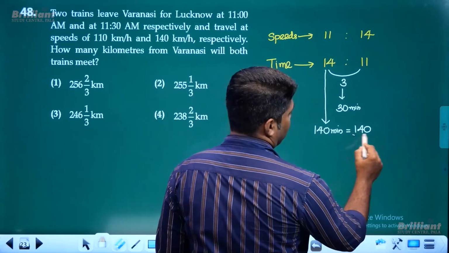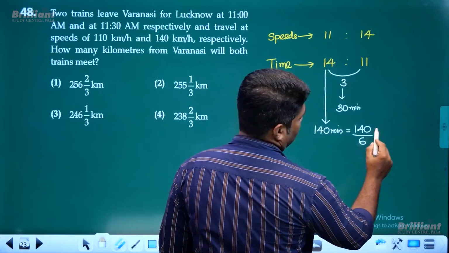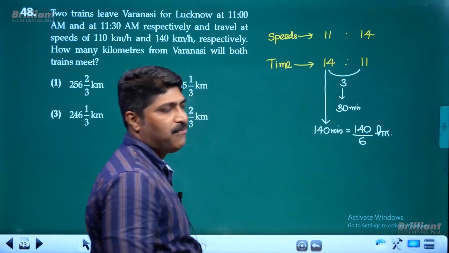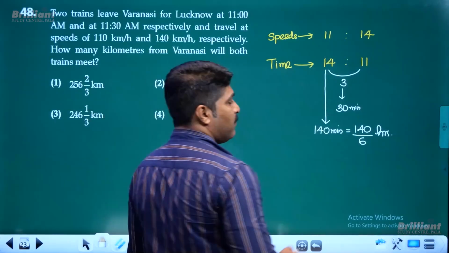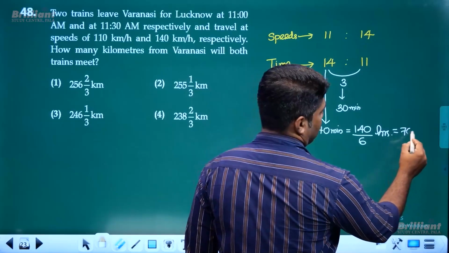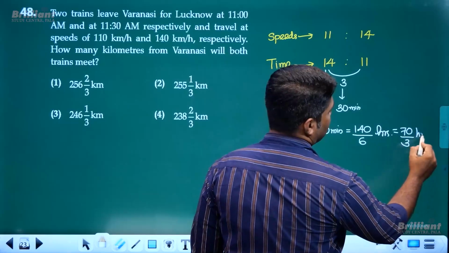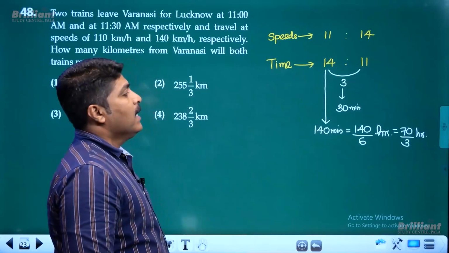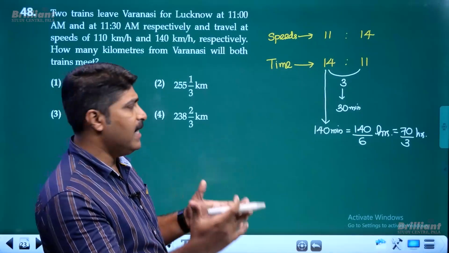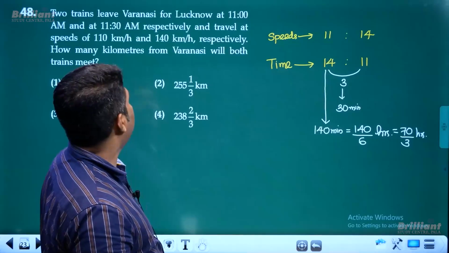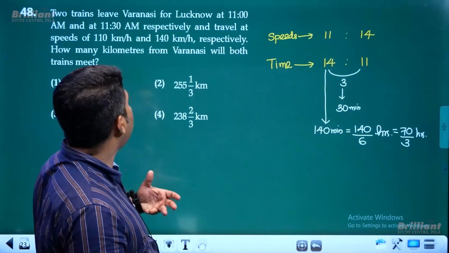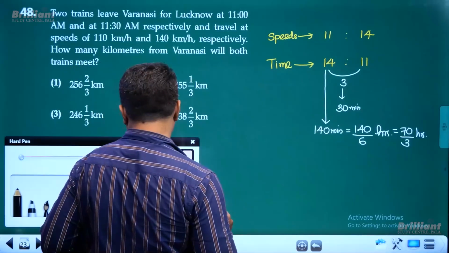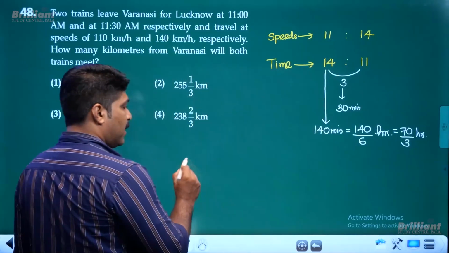What is this 140 minutes? In hour form, this is 140 by 60 hours, or you can simplify it further. So that is 70 by 3 hours. Keep it in this form itself because we have to do further operation. Then we have to find that distance. So we are going to find out how many kilometers from Varanasi both the trains will meet. So we are going to find the required distance.